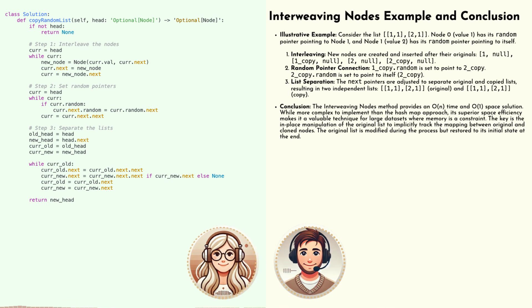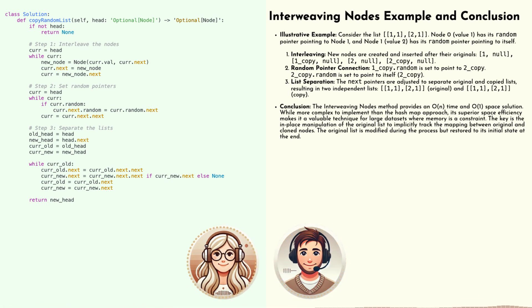Exactly. Now we need to deal with those random pointers. So let's start with A. It's pointing to C. How do we set A prime's random pointer? Well, we know that the copy of C, C prime, is going to be right after C in our interwoven list. Right. So to set A prime's random pointer, we just use A.random.next. We follow A's random pointer, which takes us to C, and then take one more hop, and now we're at C prime. So A prime dot random is now pointing at C prime.